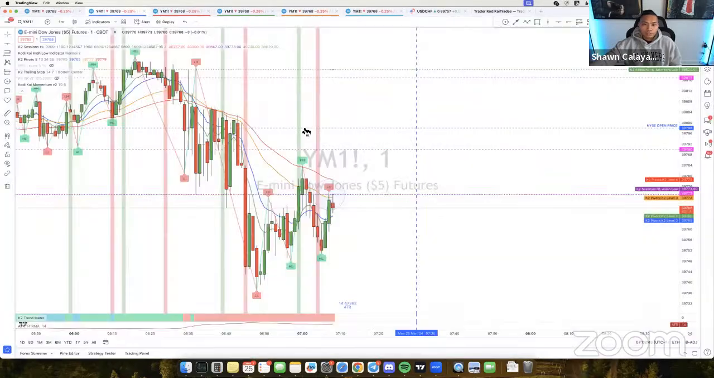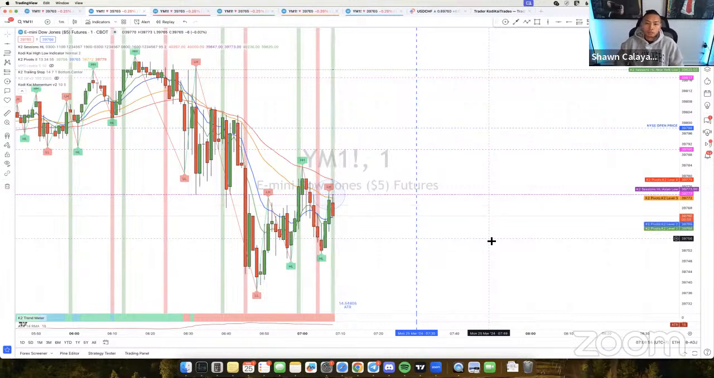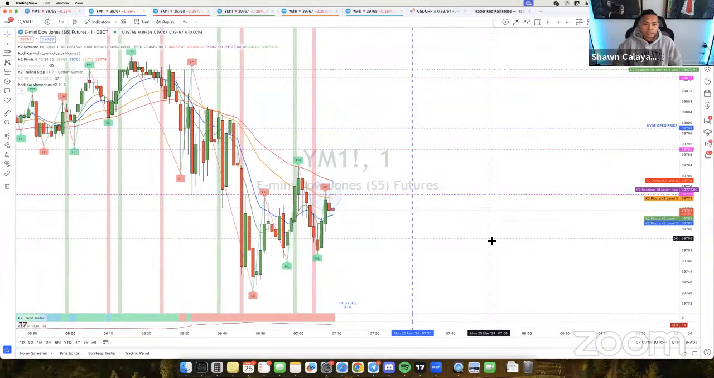It's also rejecting off the sessions right here. And we really just need to get a strong push to the downside. If we get that strong push to the downside, then great. Otherwise, this is probably going to be a bit of a long hold because the volatility is dying down a little bit. It's currently at 14 ATR.